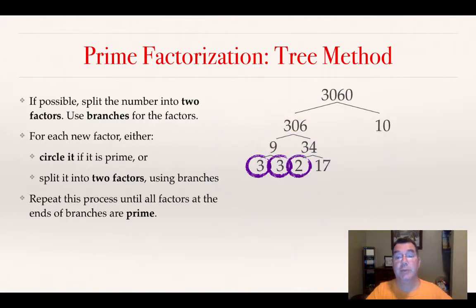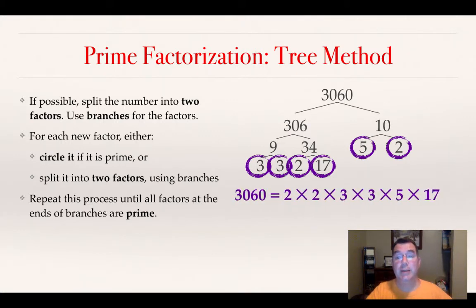Both of those are prime, so I can circle those. So now I'm ready to look over at the 10 over on the right-hand side. 10 can be factored into 5 times 2. Each of those numbers is prime, so I can circle each of those. And now that everything at the end of the branches is circled, that means I have finished with the prime factorization, and I just write the numbers in order from least to greatest with multiplication signs in between. So I know that 3060 is actually 2 times 2 times 3 times 3 times 5 times 17.